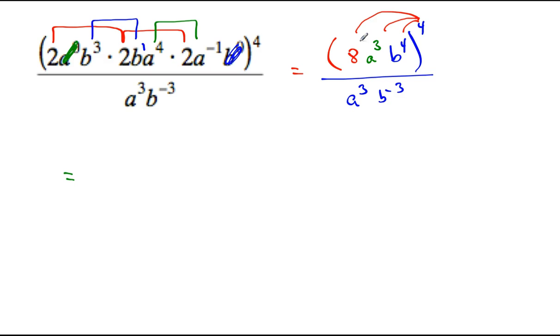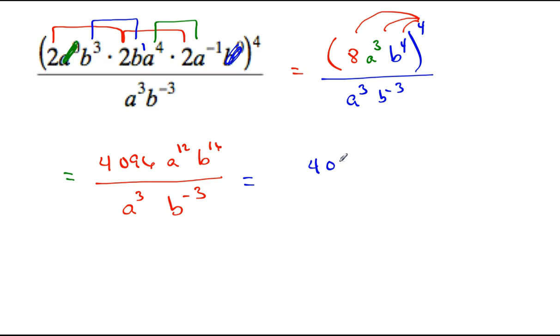So I have 8 to the fourth power, which I have no idea what that is. So I have 8 times 8 times 8 times 8. Anybody help me out on the calculator? 4,096. a to the third to the fourth becomes a to the 3 times 4, which is 12. And b to the fourth is b to the 4 times 4, which is 16. All over a to the third and b to the negative third. All right, my 4,096, that's not going to simplify with anything.